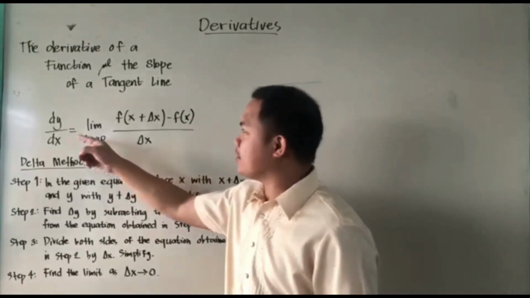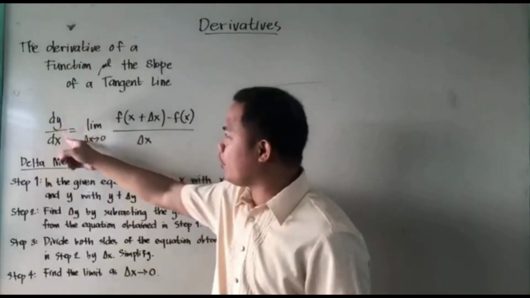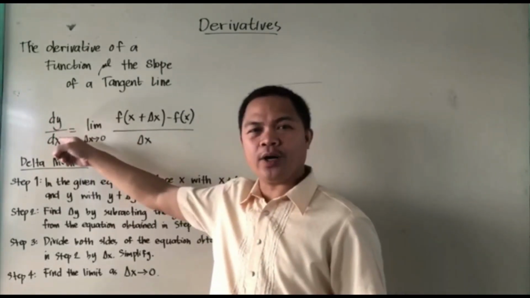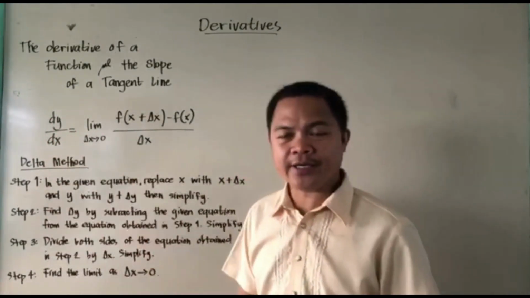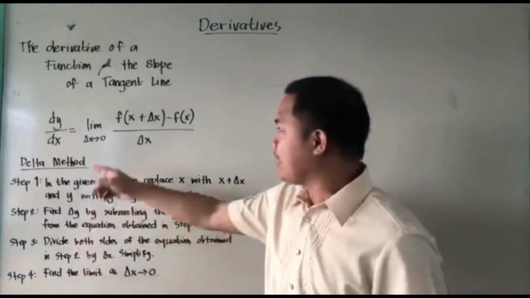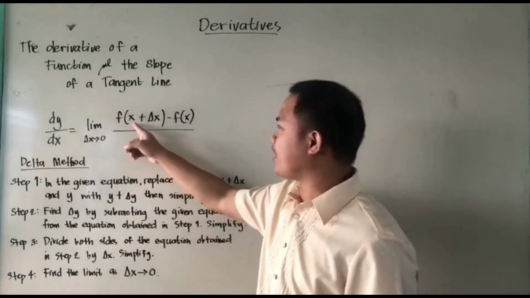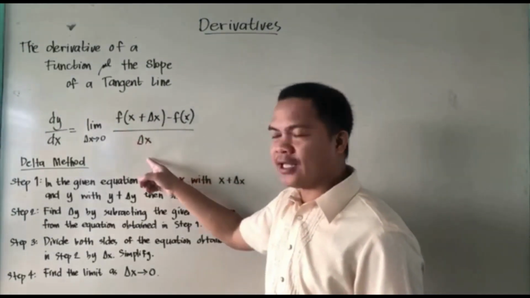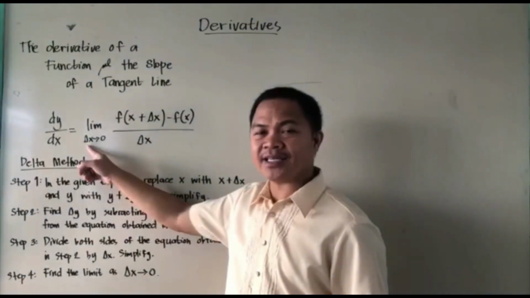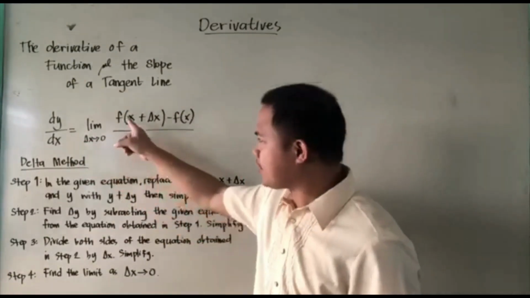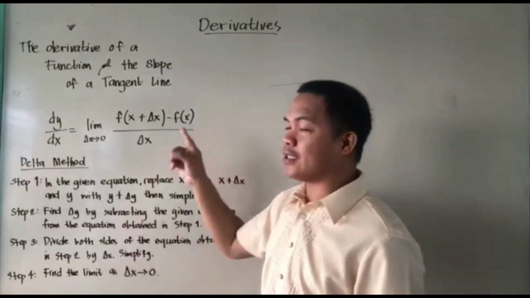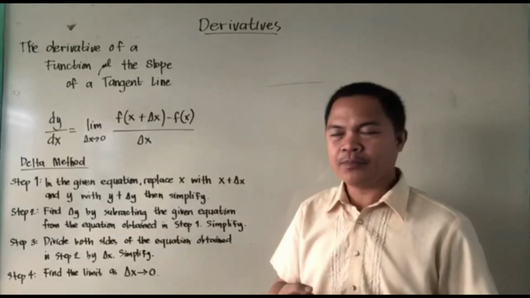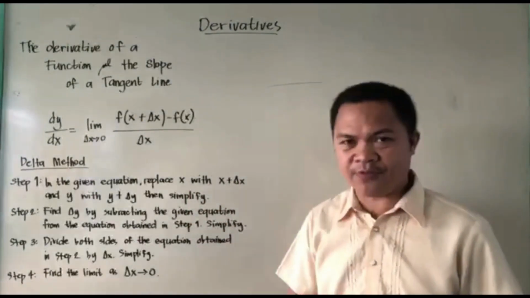The formula can be read as dy over dx, or the change in y over the change in x, is equal to the limit of f of x plus delta x minus f of x over delta x as delta x approaches 0. This is actually called the delta method. This is one method which we can deal with in finding the derivative of a given function.